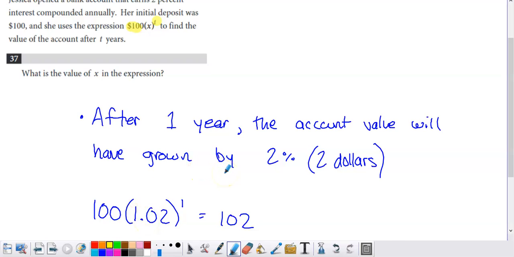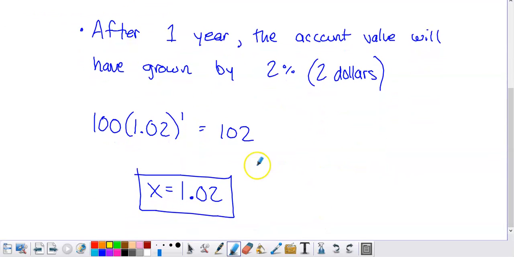If you just use the idea of a simple interest equation, which I'm sure some of you are familiar with, you're going to have at the end of that 1 year 100% of that initial deposit plus an additional 2%. So the decimal that represents 2% would be 0.02. So the value of x within this equation, through either of the ways that we just talked about thinking about it, is going to be 1.02.